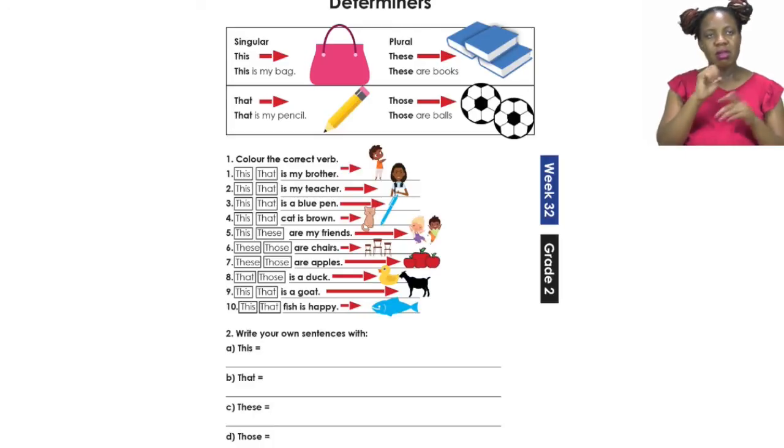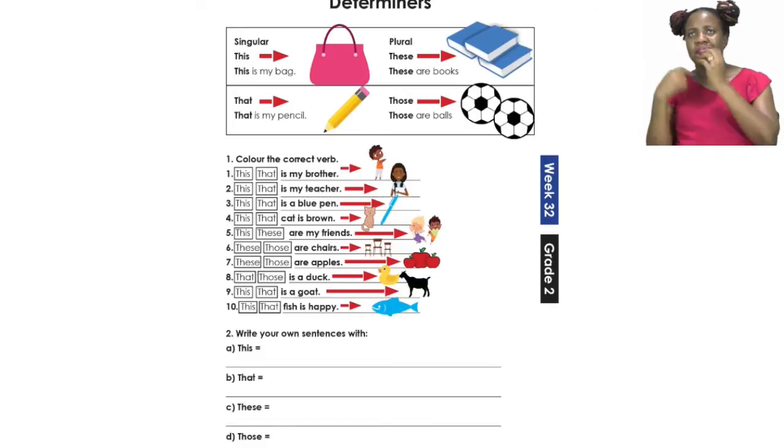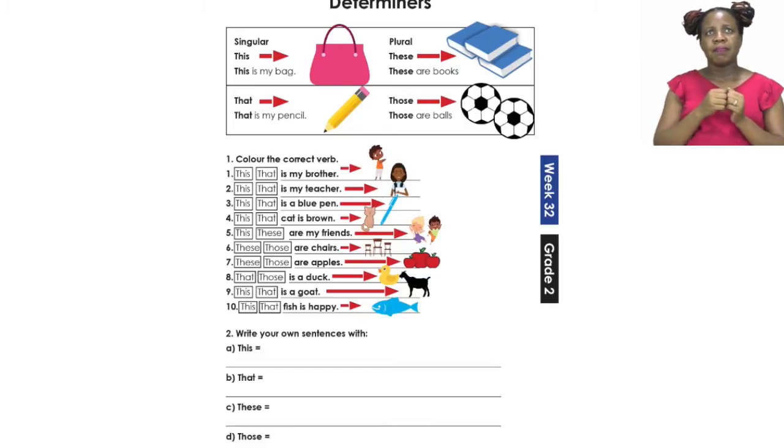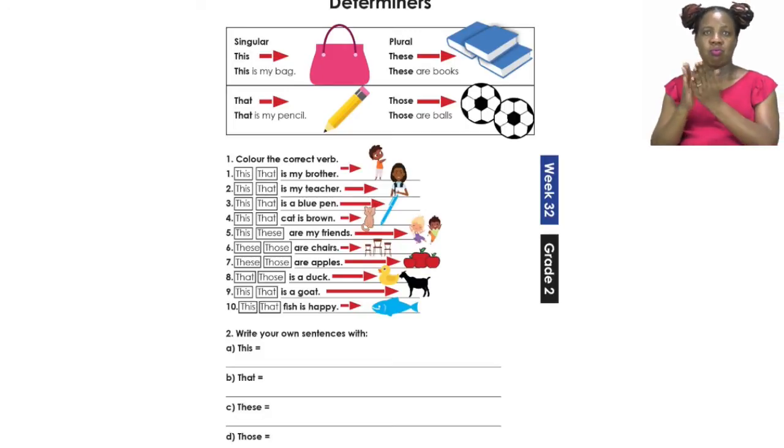Now in the example on top, in the singular verb, it says, "This is my bag." Now remember, only one bag. So we use the verb this. In the plural version, it says, "These are books." In this case, there are more than one book, so we use the verb these.